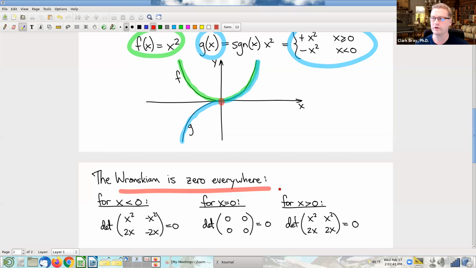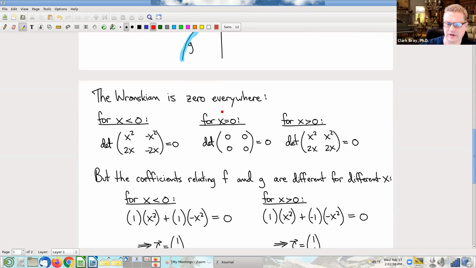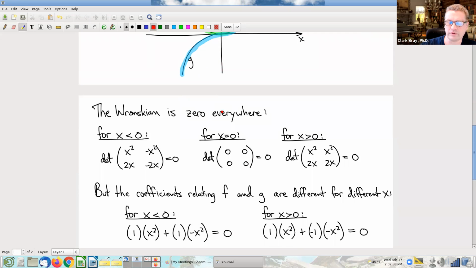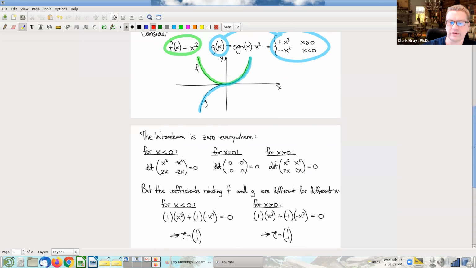If the Wronskian were a reversible tool, then we would conclude that these are dependent. But they are not dependent. And let's see how that works. How do we know that they're not dependent? Well, let's think about how would we relate these functions for different values of x. And I'm going to have to zoom out here so we can see better. Again, here are our two functions.